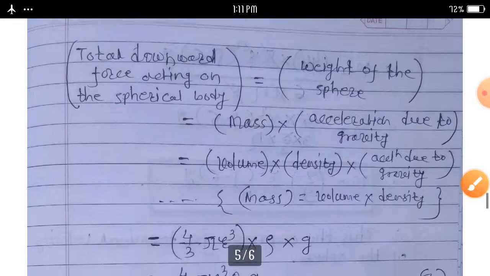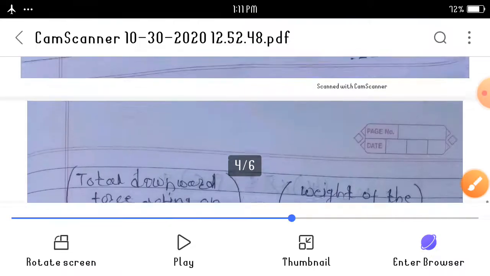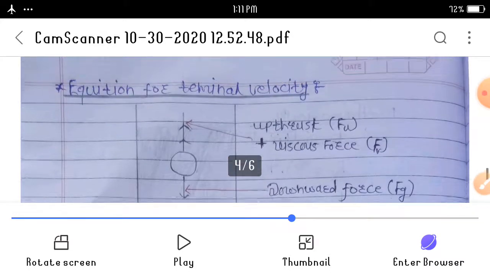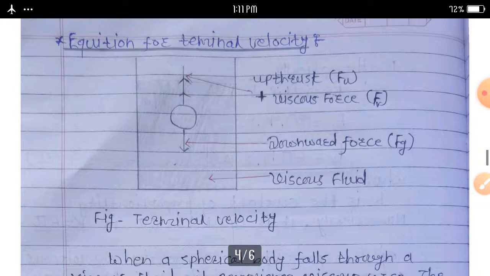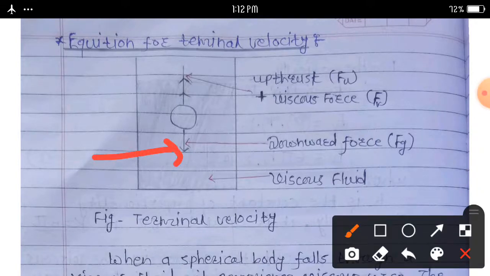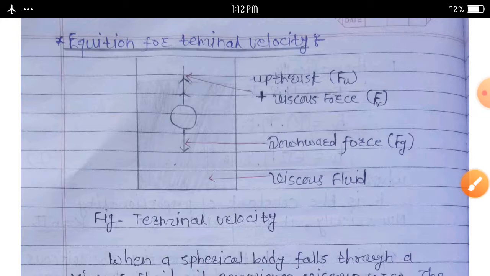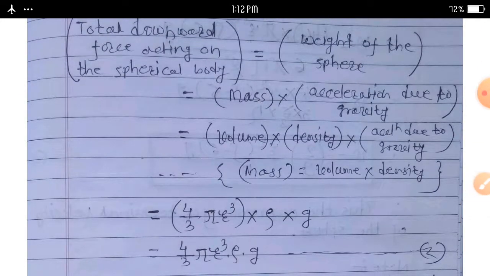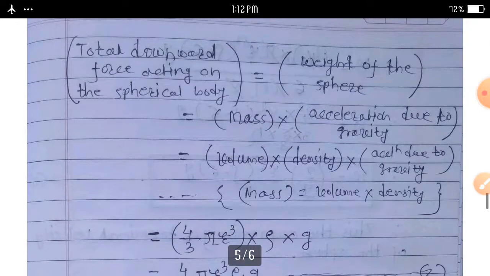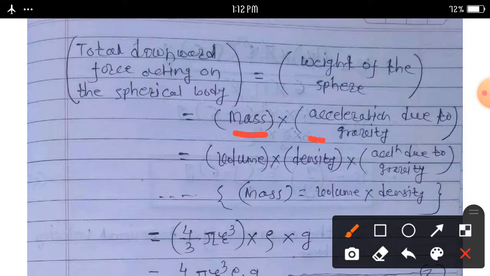Then the total downward force, see in this diagram. The total downward force Fg means the weight of this sphere, W is equal to mg. This is the total downward force acting on the spherical body. It is nothing but the weight of the sphere, which means mass into acceleration due to gravity.